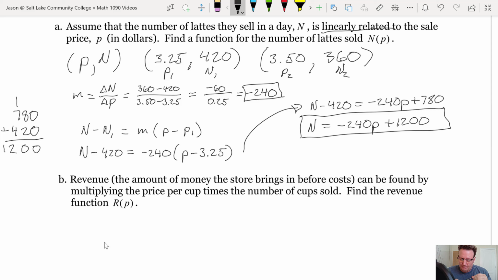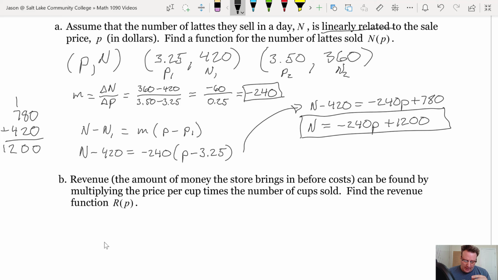Okay, notice it works as you would expect. Because the slope is negative, if the price increases, the number of lattes you're going to sell is going to go down. That makes sense. But by the same token, if the price decreases, the number of lattes that you're going to sell will increase. So it's an inverse relationship between P and N, price and number sold.